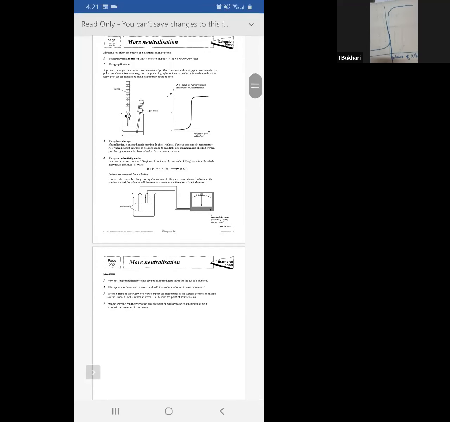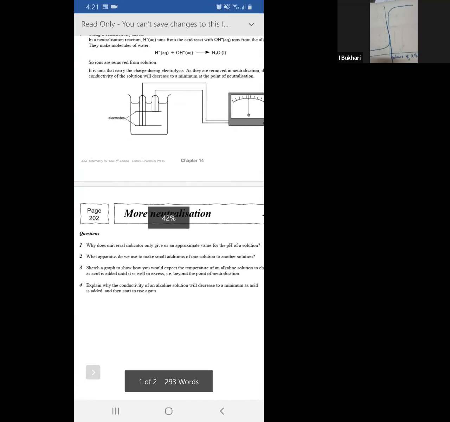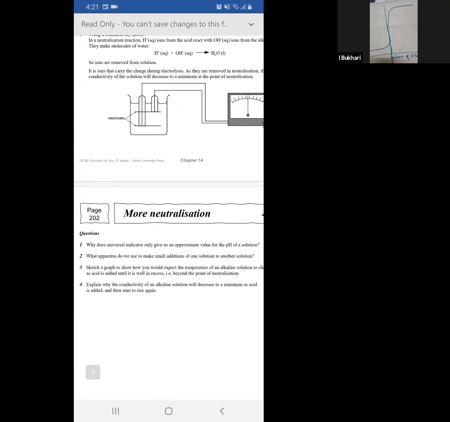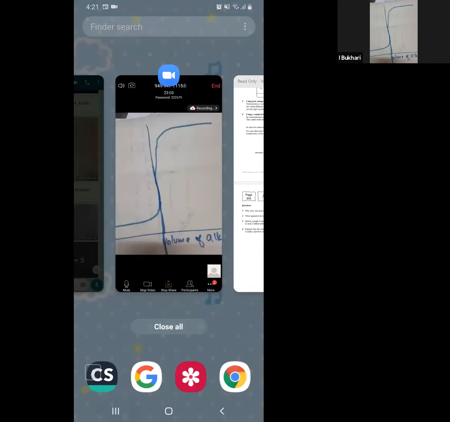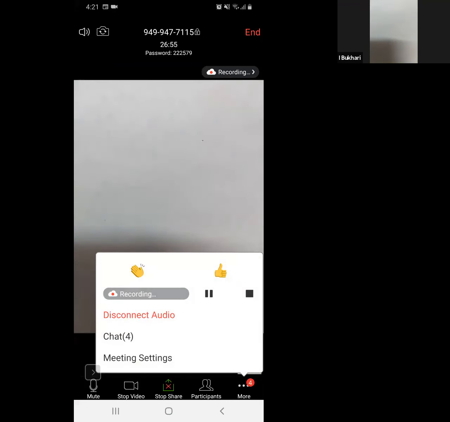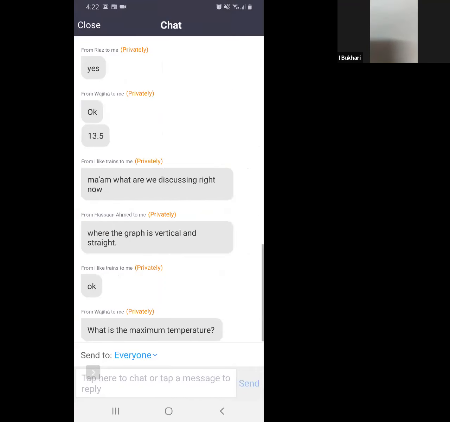This is question number 3. Sketch a graph to show how you would expect the temperature of an alkaline solution to change as acid is added until it is well in excess, that is, beyond the point of neutralization. What do you think would be the shape of the graph?